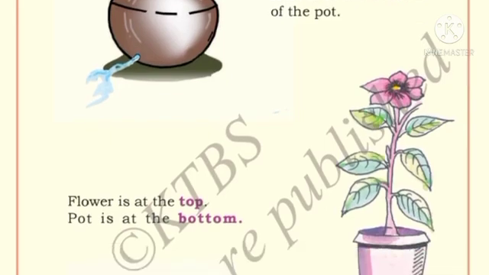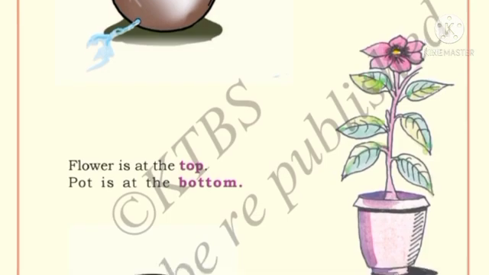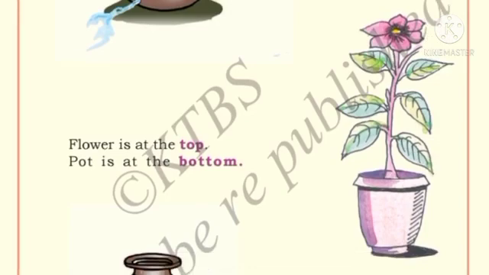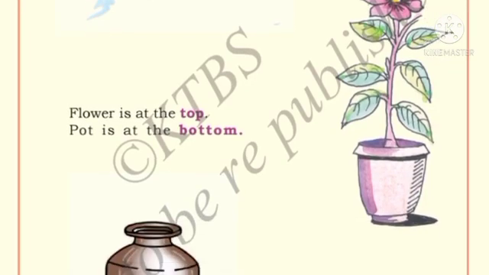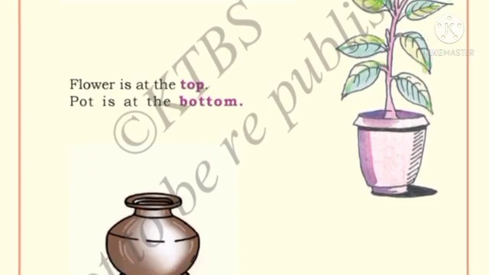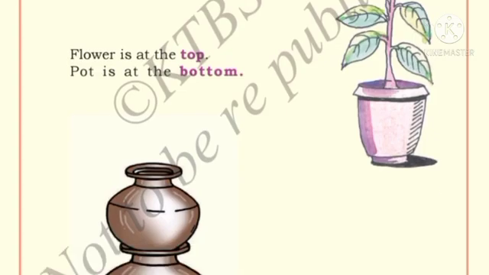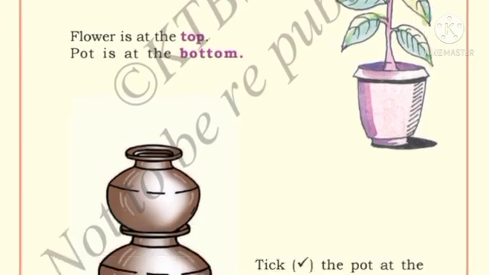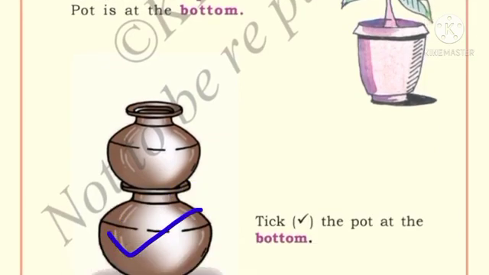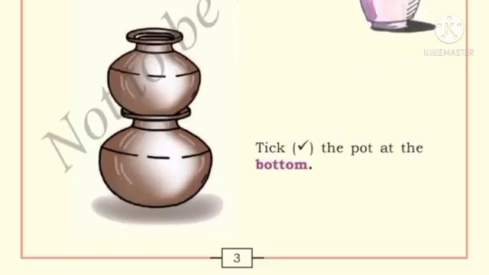Yes. See here, one vase is there. In this, where is the flower? Top or bottom? The flower is upside, so the flower is at the top and the pot is at the downside. That means the pot is at the bottom. Here you can see two pots are there. What you have to do is put a tick mark for the pot which is at the bottom. As I have told you, bottom means downside. So you have to put a tick mark for the pot which is at the bottom.